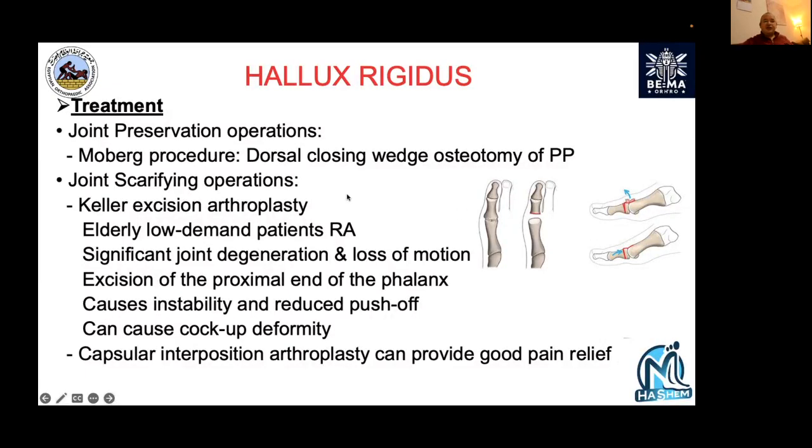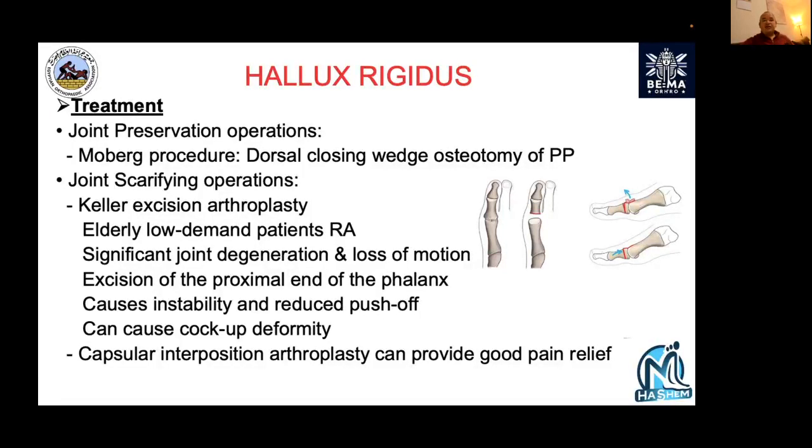Then if both options fail, or the patient is already in grade 3, the options you have for this joint are to either arthrodese, replace, or excise. Excision is a very old-fashioned operation that is not done anymore, called Keller's arthroplasty. Basically, you take the joint off and just keep the toe floating. So we keep it for elderly low-demand patients, especially if they have rheumatoid and there is no option with the soft tissue, as the soft tissue is in a very bad condition. With the joint degeneration, you excise the proximal end of the phalanx, but you end up with a floating toe. That's why we don't like this operation at all, unless you have no other option.